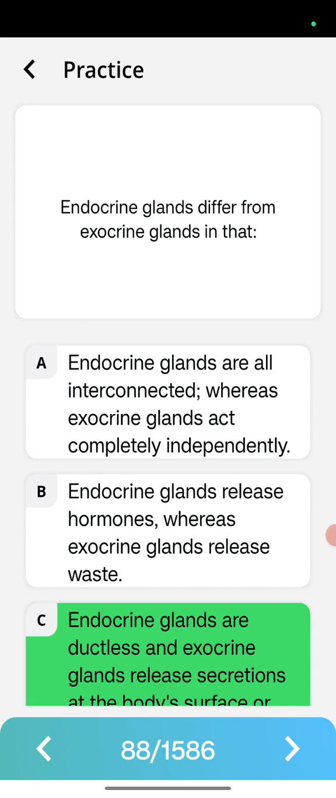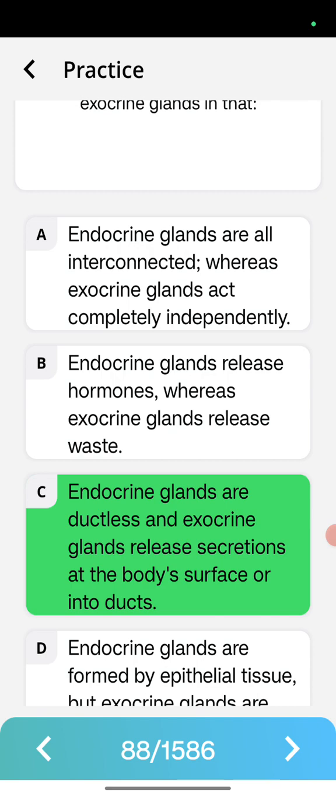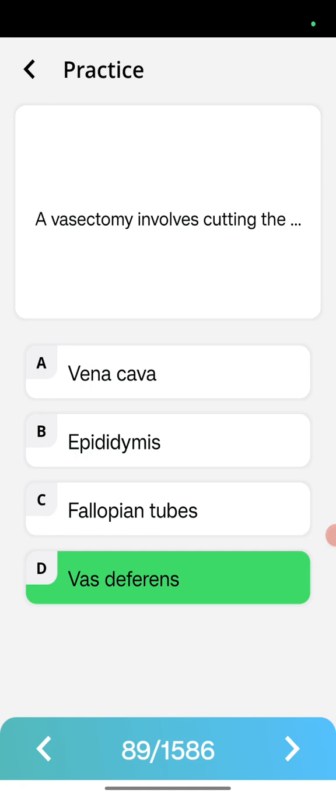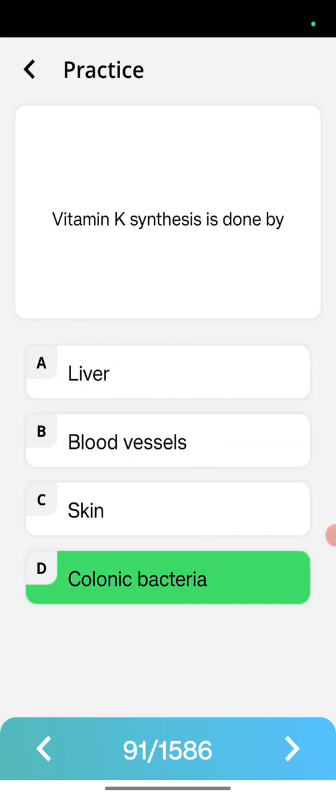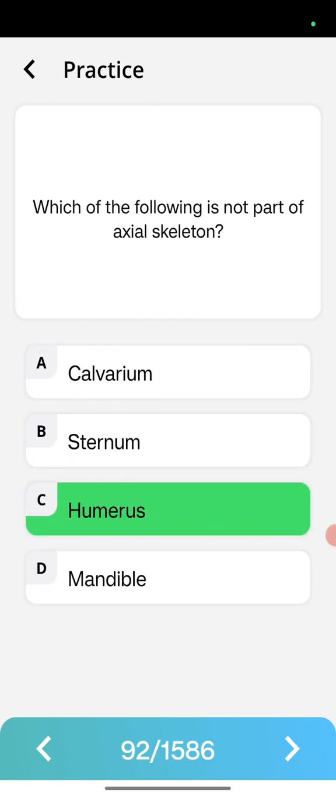Endocrine glands differ from exocrine glands in that endocrine glands are ductless and exocrine glands release secretion at the body's surface or into ducts. A vasectomy involves cutting the vas deferens. Which of the following is largest? Gluteus maximus. Vitamin K synthesis is done by colonic bacteria.